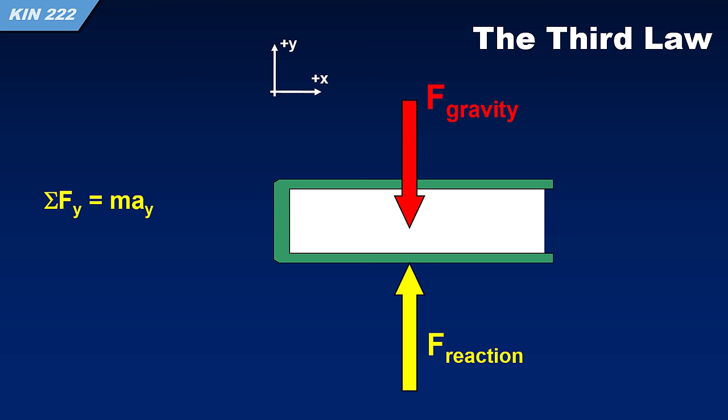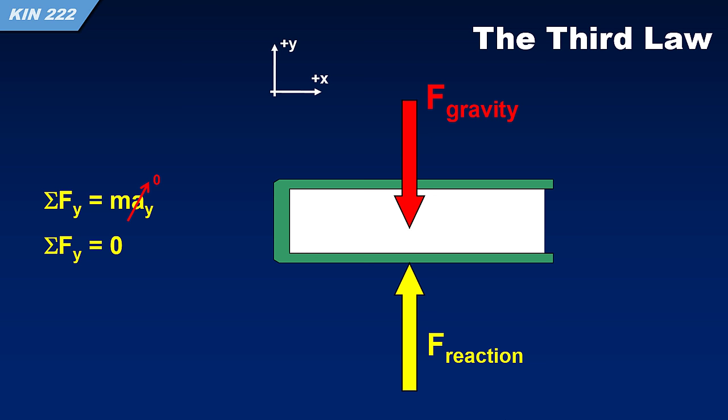We can apply Newton's second law to take a look at that. We only have forces in the y direction, so we'll use Newton's second law in the y direction. If we add up all the forces in the y direction, they should equal the mass times the acceleration in the y direction. Since the book's not moving, there's zero acceleration. So Newton's second law tells us that if we add up all the forces in the y direction, they should equal zero. In other words, they should balance out.